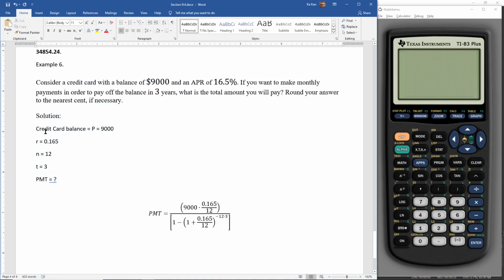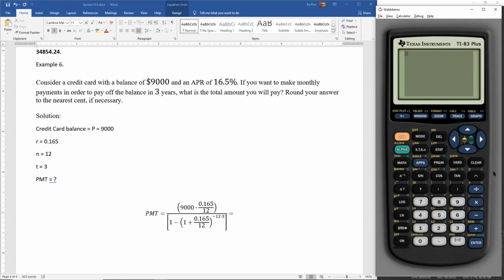So first, credit card balance, the principal is $9,000. The interest rate is 16.5%, which is 0.165. And it's 12 because it's monthly. Time is 3 because you got 3 years. We don't know the payment. So plug it into this one. I haven't finished the problem yet, so let me go ahead and finish it up right here on the calculator, which I think helps.